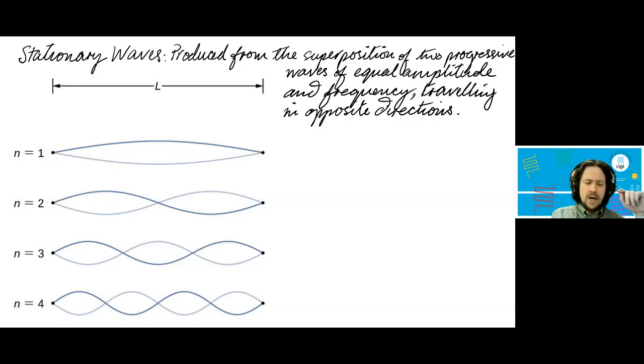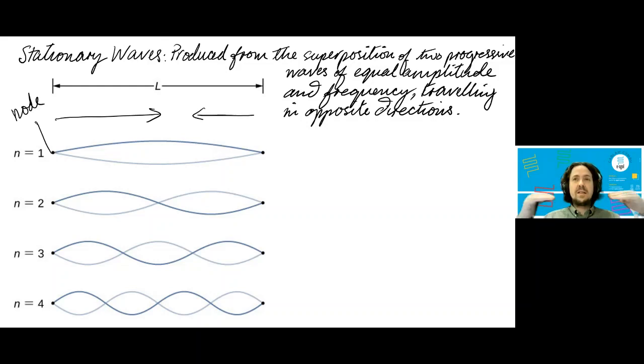The wave travels from one end to the other end, from one node to the other node, and then it reflects back. And in reflecting back, it starts to interfere with itself, the superposition of two progressive waves of equal amplitude and frequency traveling in opposite directions. And in doing so, you can set up certain, I guess you'd call them, permitted frequencies. So if you like, this is the fundamental.